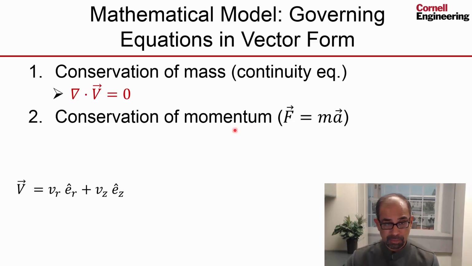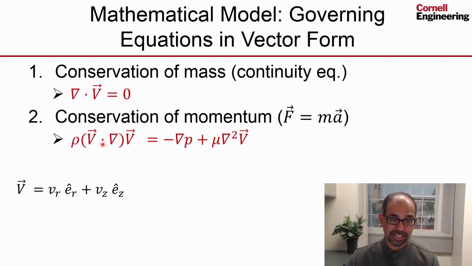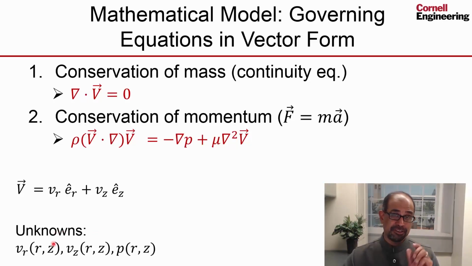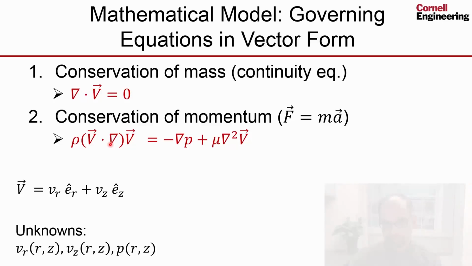Conservation of momentum, F equal to ma, looks like that. So that's the same as what we had in the 2D Cartesian case. We have three unknown functions: the radial velocity, the axial velocity, and pressure. And each of these is a function of the radial coordinate and the axial coordinate. Okay, so we have three unknown functions, and we have three equations: one from conservation of mass, and two from conservation of momentum. F equal to ma in the radial direction and in the axial direction.